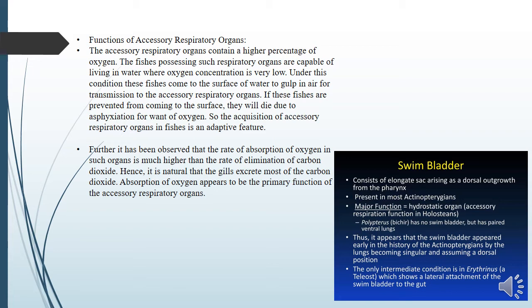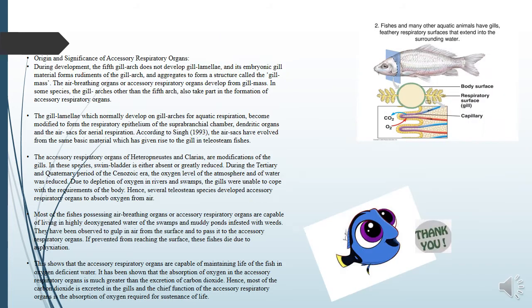Further, it has been observed that the rate of absorption of oxygen in such an organ is much higher than the rate of elimination of carbon dioxide. Hence, it is natural that the gills secrete most of the carbon dioxide. Absorption of oxygen appears to be the primary function of the accessory respiratory organ.